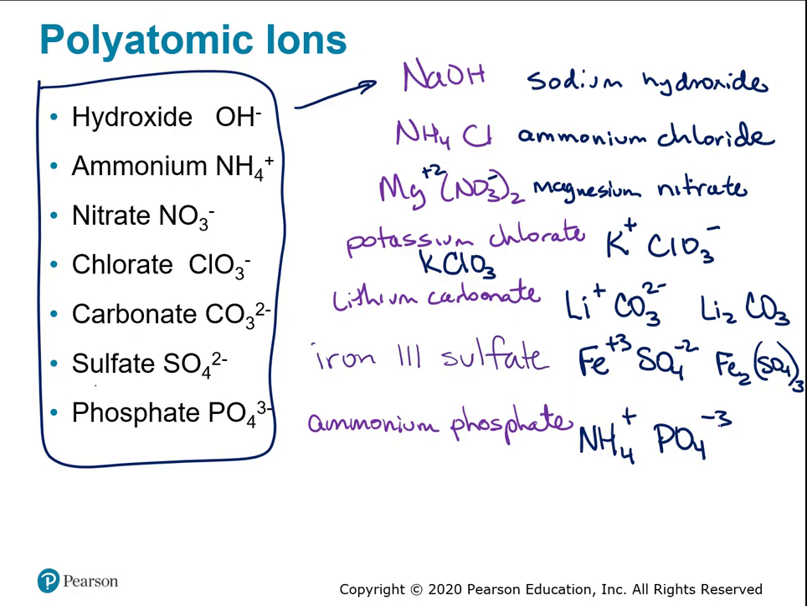Okay? So notice they're not the same. So what do I got to do? So how many NH4s do I end up with? 3. So write down the NH4, then add the parentheses, then put the 3. How many PO4s? Just 1. So that one just gets written out. I don't need parentheses on that one because there's only 1 of them.